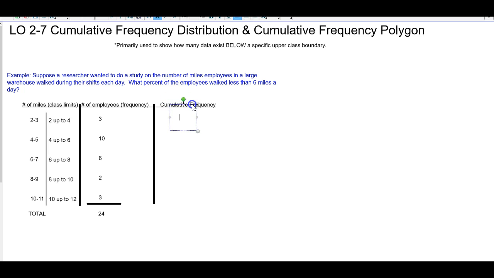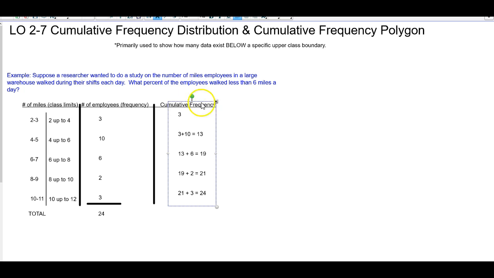This is very straightforward. All you do is you start with your first one, and our first frequency is 3. And then for the second one, you add the previous plus the current one, 3 plus 10, which gives us 13. And then the next one, you take 13 plus 6 is 19. And then you take 19 plus 2, which is 21. And then you take 21 plus 3, which is 24.